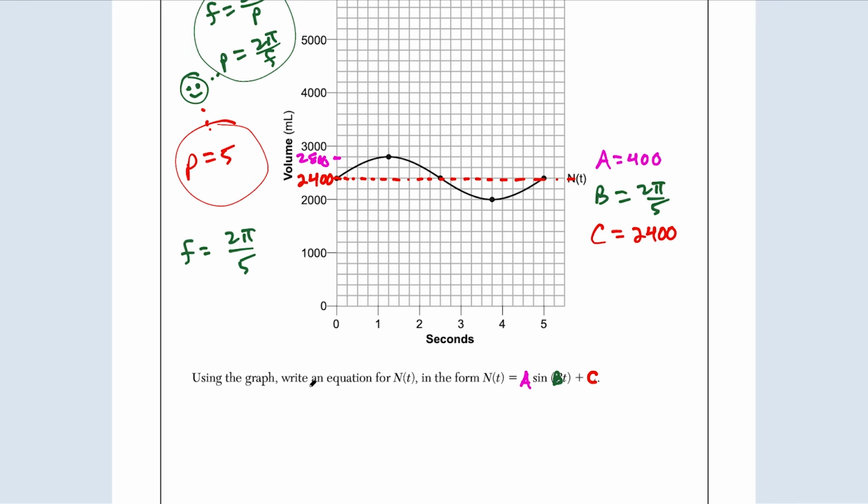So now we're ready to write our equation. We just plug everything in. We have n of t is equal to, and then our a value is 400. So we have 400 times sine of b, which was 2 pi over 5. So we have 2 pi over 5 times t, and then plus c, and our c value is 2,400.